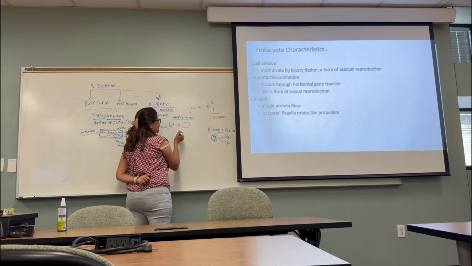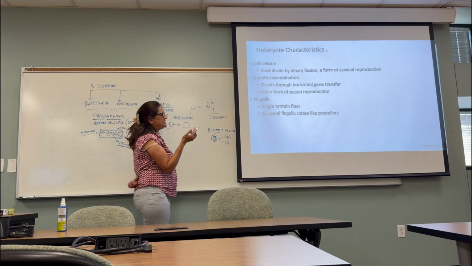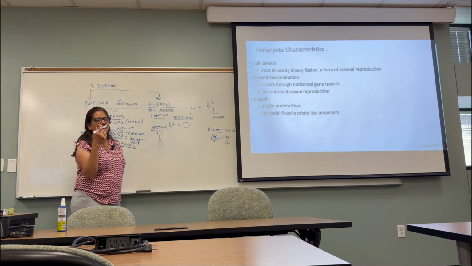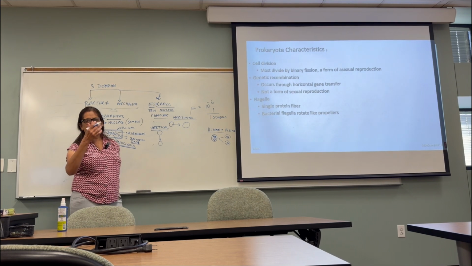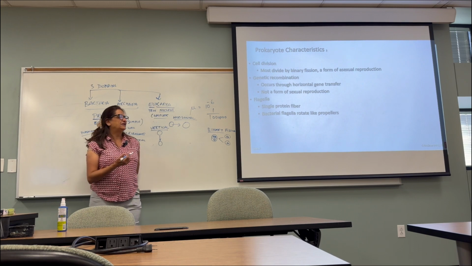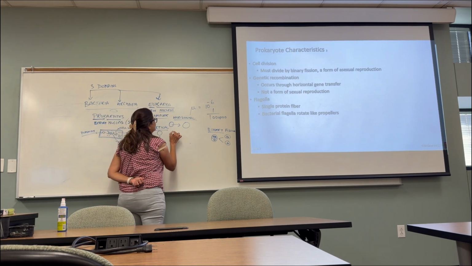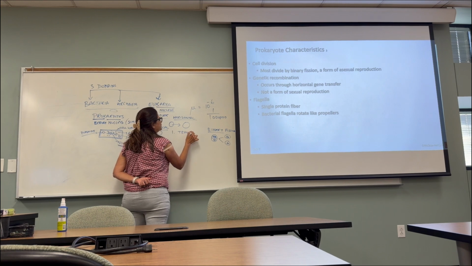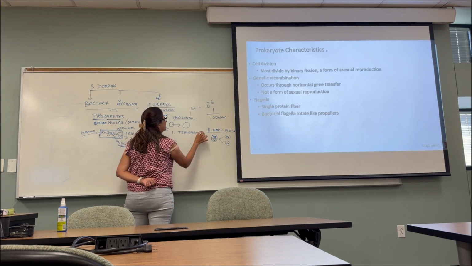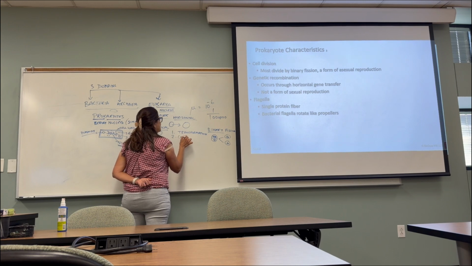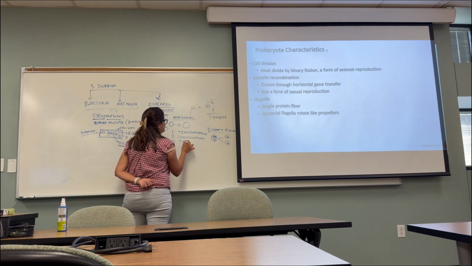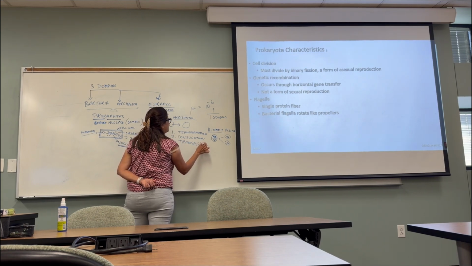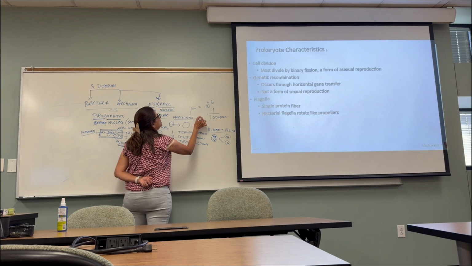Now if we say horizontal gene transfer, this can occur in three ways. I think we will be studying this in the subsequent slides, but for now you can think of transformation, that's one type, conjugation, and transduction. These are the three types of horizontal gene transfer.